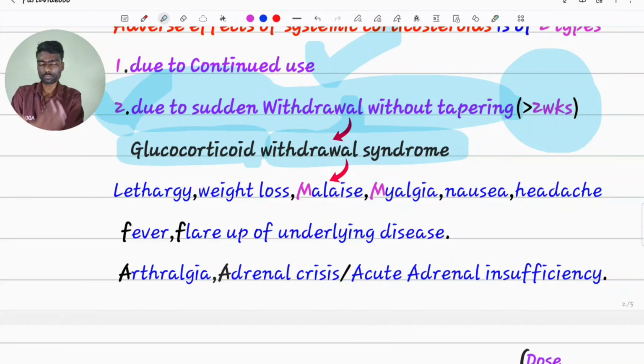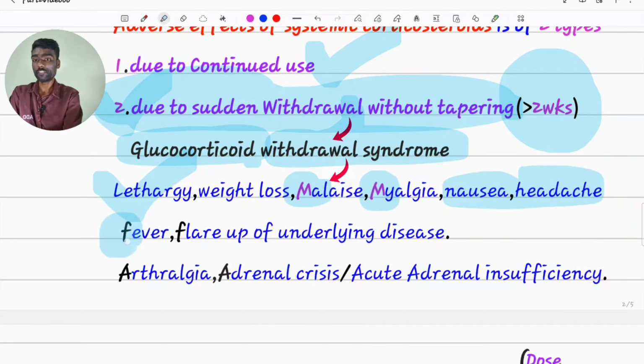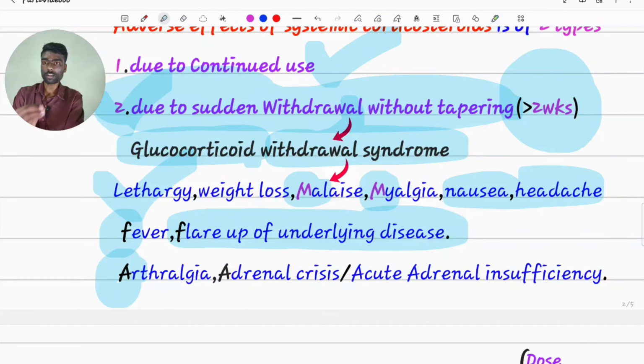What happens if we stop suddenly? Patient may get lethargy, weight loss, malaise, myalgia, nausea, headache, fever, arthralgia. Patient may also get flare-ups of underlying disease. For what we have given steroids, that disease may pop up again with increased severity.